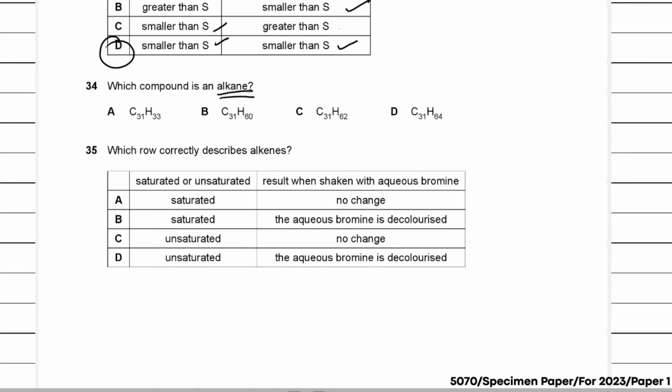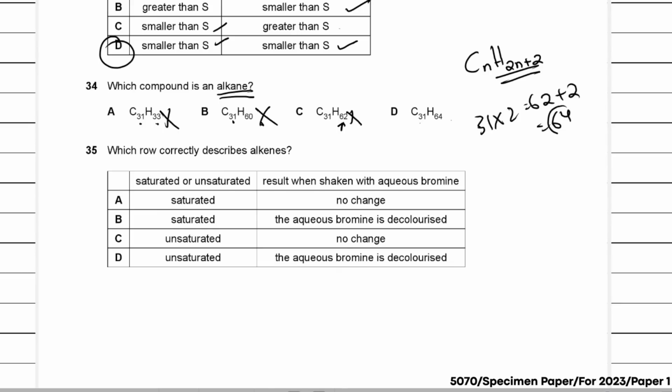Which compound is an alkane? The general formula of an alkane is CnH2n+2. So we've got 31 and we've got 33. So this is definitely not an alkane. 31 and 60, also not an alkane. 31 times 2 plus 2 is 64, so this is also not correct, since we get 6. This is an alkene. So we've got 31 times 2 equal to 62, plus 2 equal to 64. So yes, this is an alkane.